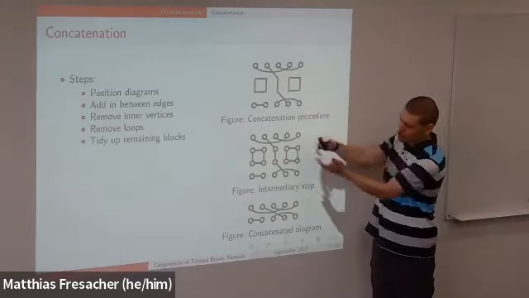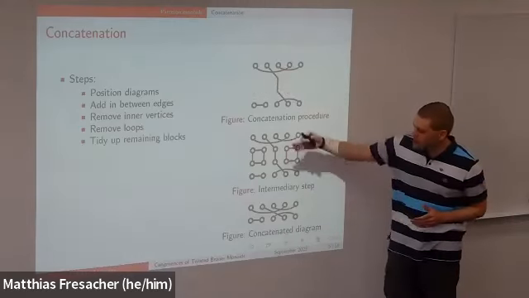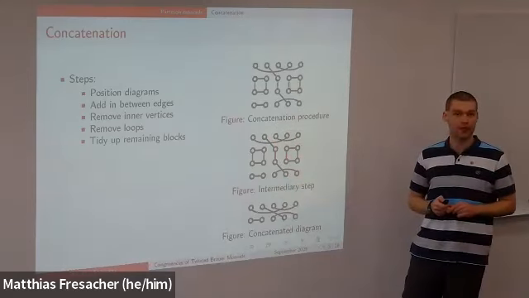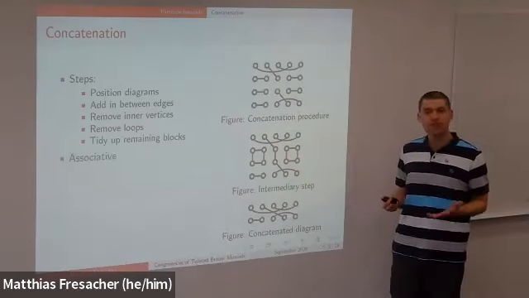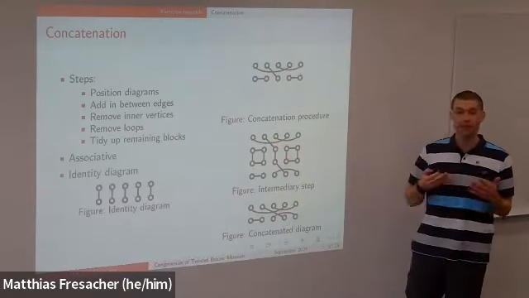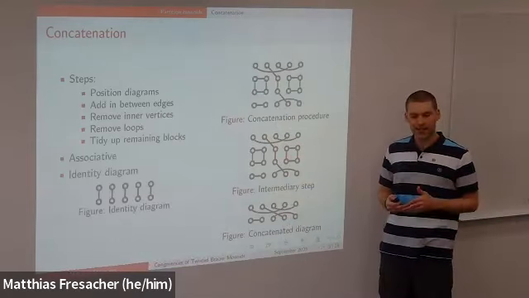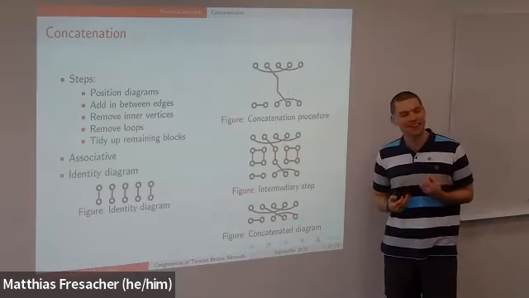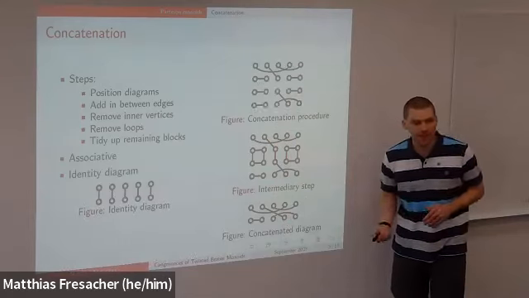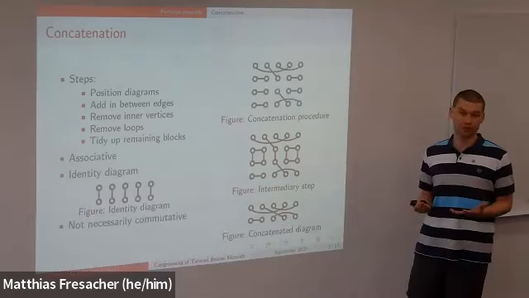So we're going to squish our two rows to the normal spacing and draw a nice clean edge for the edges that we have. We can see fairly easily that this operation is going to be associative. It does have an identity diagram, specifically the all vertical edges, and it's not necessarily commutative.